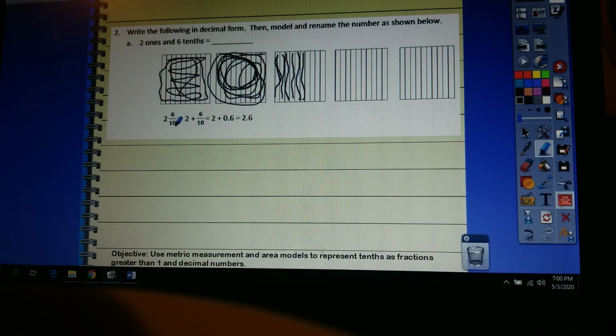2 and 6/10, which equals 2 wholes plus 6/10, 2 plus 0.6, 2.6. 2 and 6/10, okay? Whether you're writing it as a decimal or writing it as a mixed number, they are equivalent. You're meaning the same thing, okay?